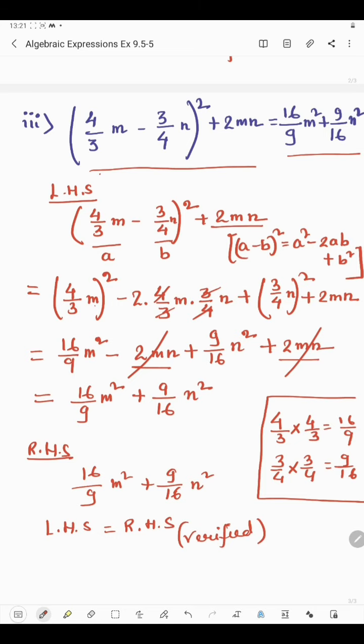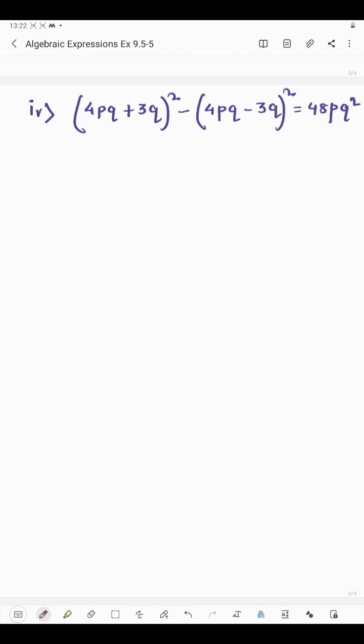Now coming to next part. Now in the fourth part we have (4pq + 3q)² − (4pq − 3q)² = 48pq². So what we have to do, we'll just solve the left hand side. We'll solve this part and we'll check whether we are getting right hand side or not. If we get this, then we'll write left hand side is equals to right hand side.